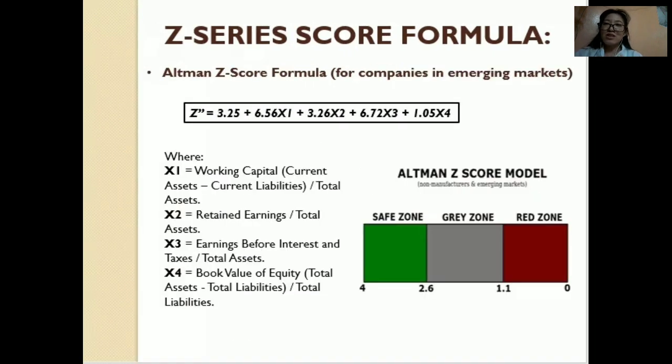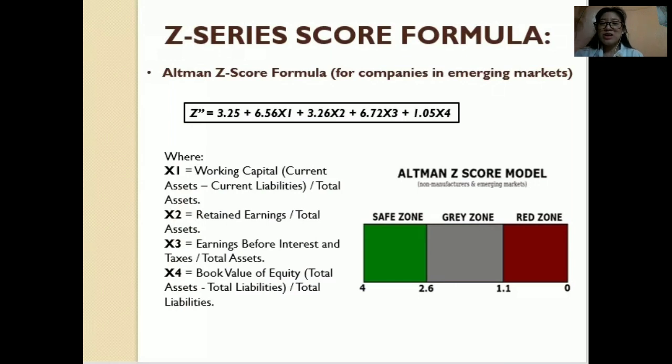Altman Z-score model is also used in emerging market. In the emerging market model, a constant of 3.25 is added. This is done to standardize the score with a score of 0 equated to a D-rated bond or the default. The formula of Z double prime score for emerging market is as follows. And here are also the financial ratios that we will be using to solve for it.